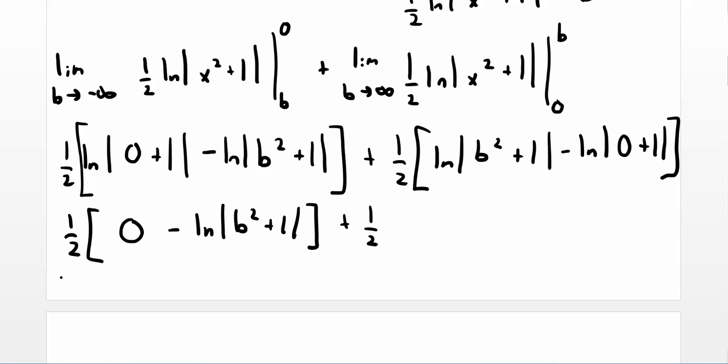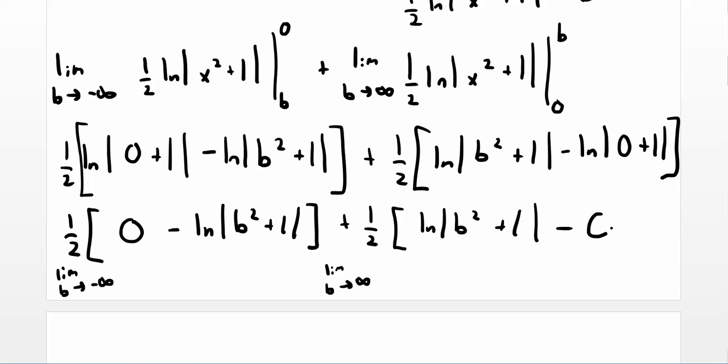I lost my limits here, so let me write those in. I ran out of room, so we'll write them real small. The limit as b goes to negative infinity of this term, and then over here the limit as b goes to infinity of this expression, natural log of b squared plus 1, minus 0.